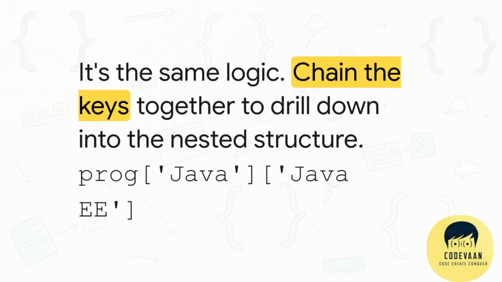And it works the exact same way for the nested dictionary. First, progs["Java"] gets you that inner dictionary. Then you just chain on another key lookup, square brackets, "Java EE", to dive one level deeper and grab that final value, Eclipse. You can just keep chaining these together to go as deep as you need.